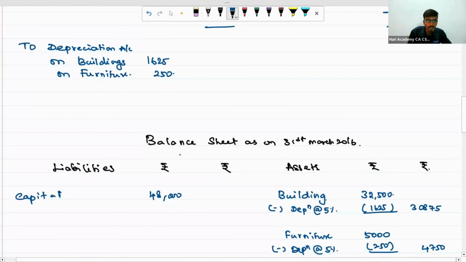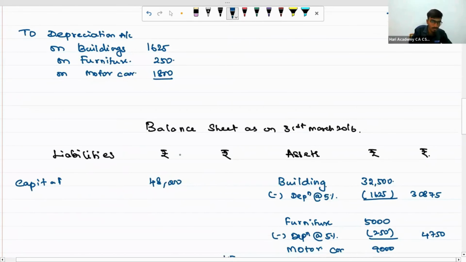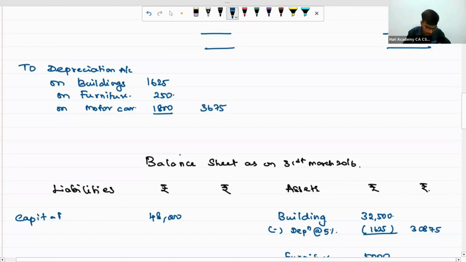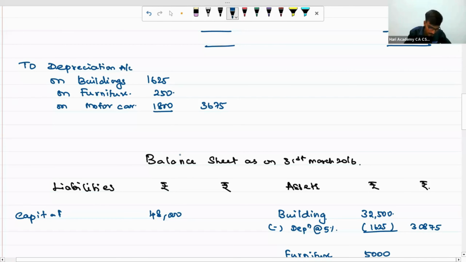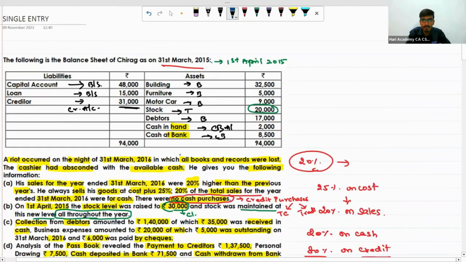Immediately go here, write down on motor car. 1,800 is the value. So put 1,800. Add all these three: 1625 plus 250 plus 1,800. Put 3675 here. That's all. We are done with the posting. We are done with the balance sheet.